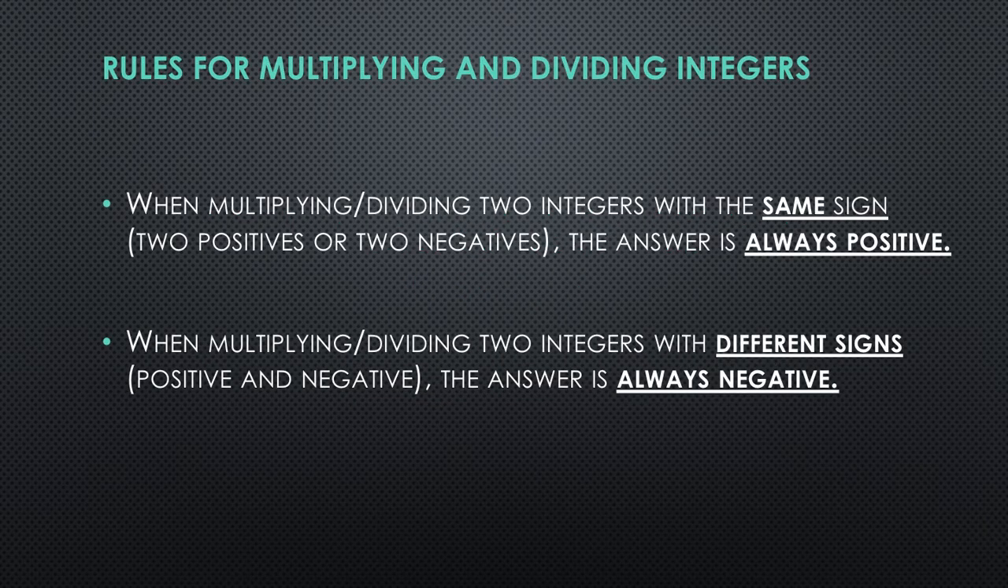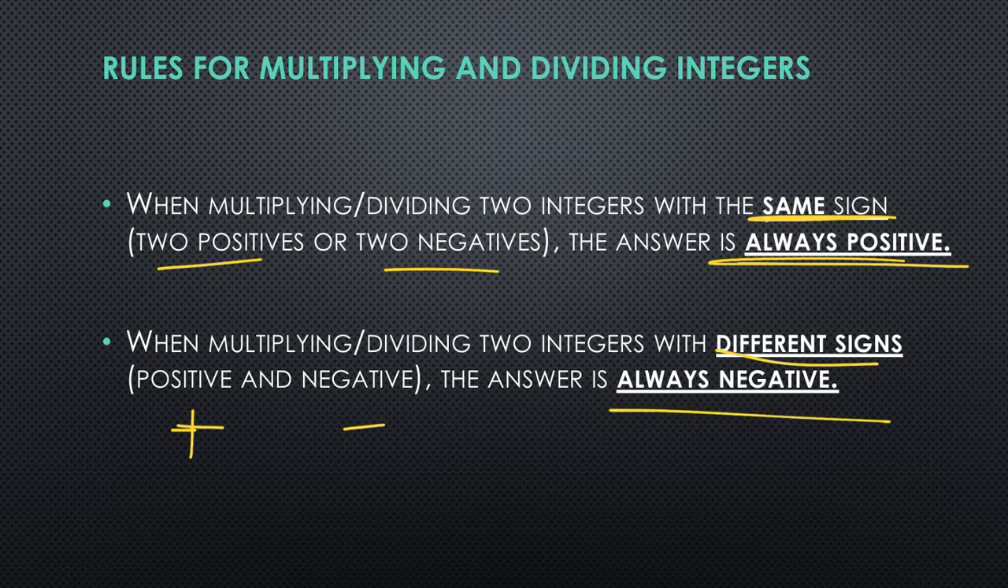And as another reminder, for going over the rules when we multiply and divide integers: when we multiply or divide 2 integers with the same sign, so maybe 2 positives or 2 negatives, the answer is always positive. And when we multiply or divide 2 integers with different signs, so maybe a positive and a negative, the answer will always be negative.